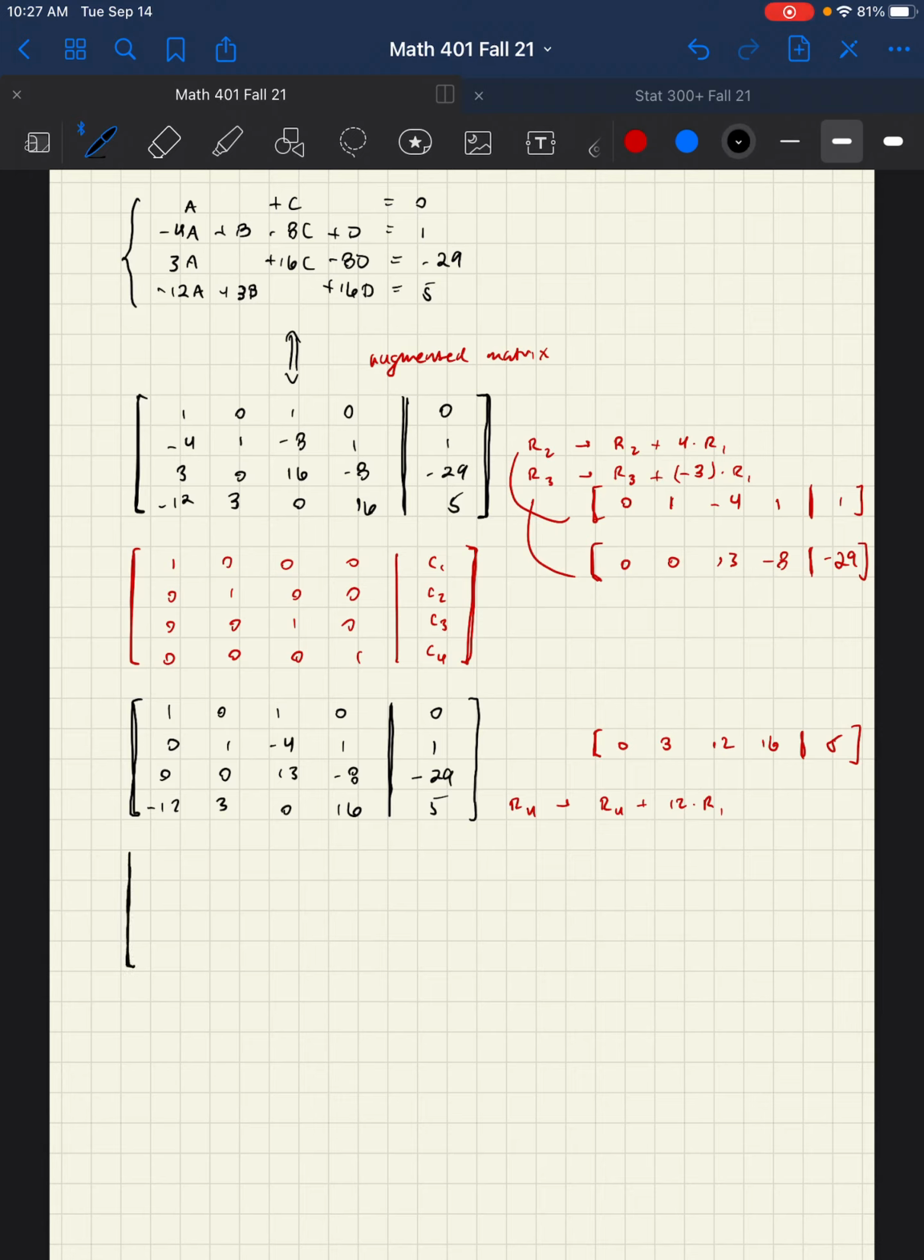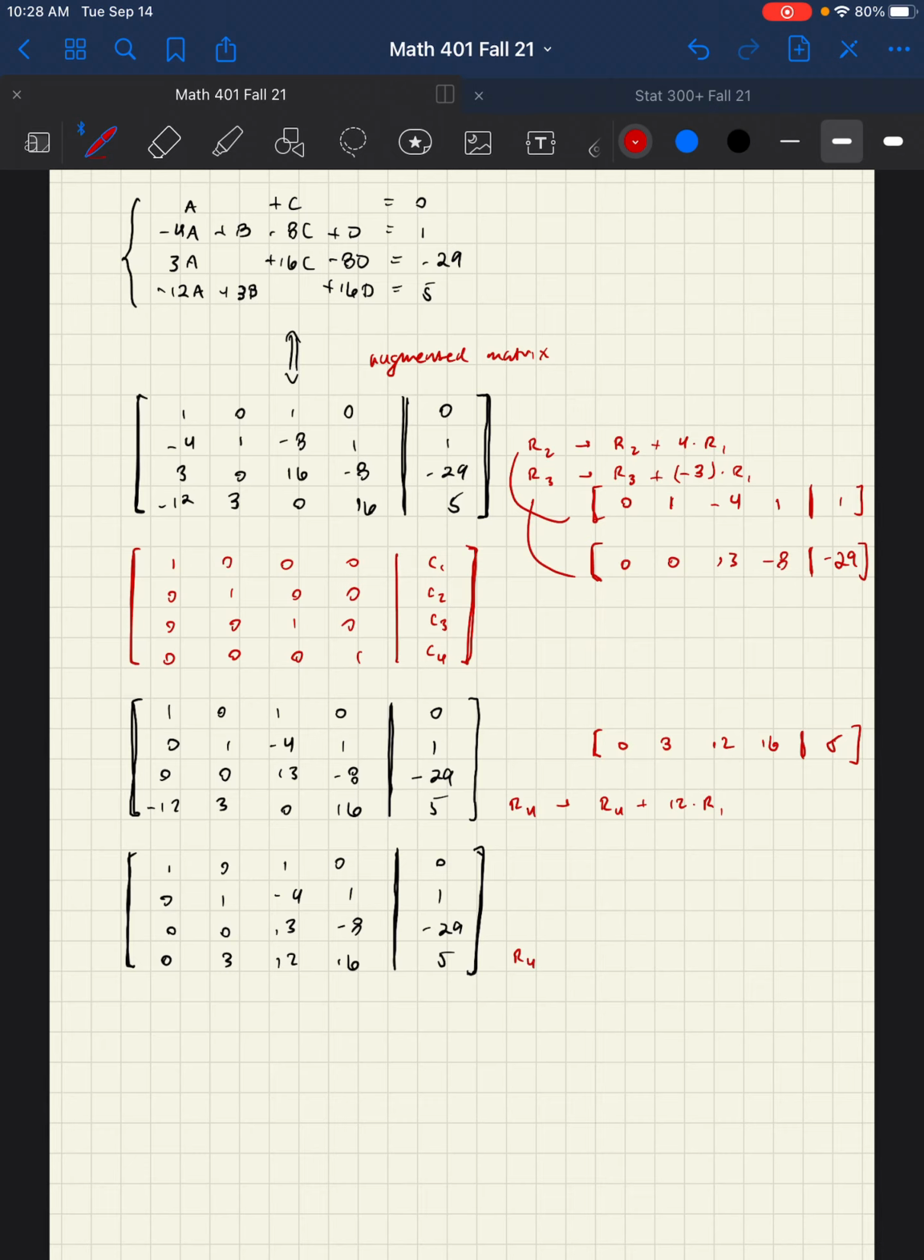Okay, so in our next step here, we have 1, 0, 1, 0, 0, 1, negative 4, 1, 0, 0, 13, negative 8, and 0, 3, 12, 16. Now we augment with the corresponding, sorry, that should be a 1, negative 29, and a 5. Okay. All right. Next, I want to get rid of the 3 in the last row.